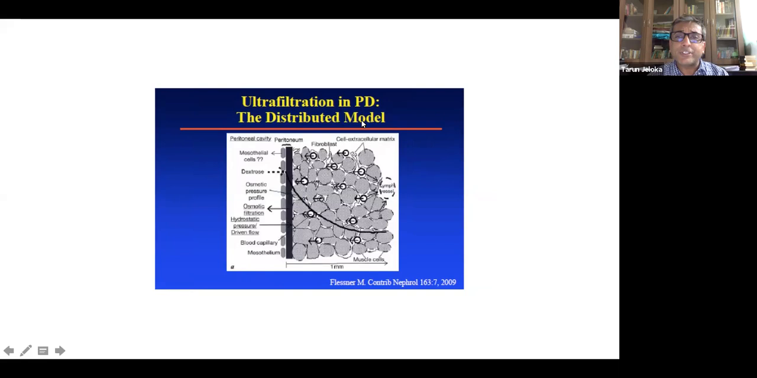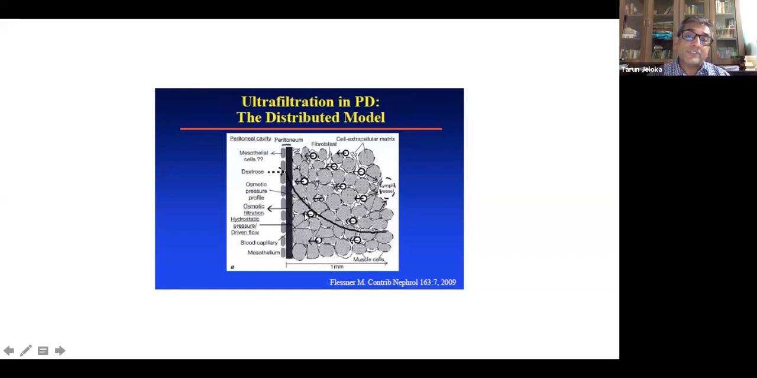So what does the distributed model tell? It's predominantly for ultrafiltration, not for solute transfer. So there is the cell extracellular matrix. This is the peritoneal cavity. This is the peritoneal membrane. And this is the interstitium, or extracellular matrix. There are vessels inside this, capillaries.